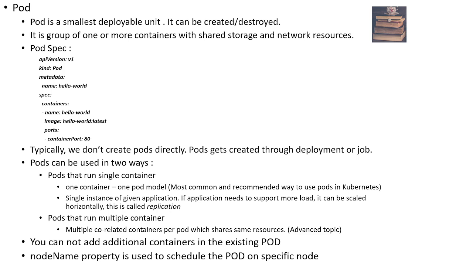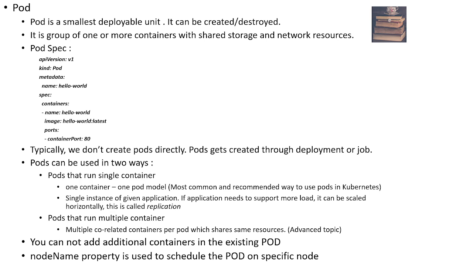So in the one container, one pod model, the most common and recommended way to use pods in Kubernetes, it is a one-to-one relationship. A single instance of a given application. So let's say I have a small web application, and that web application is deployed into one container, and that container is deployed into the pod. It's a one-to-one mapping, and it is a single instance of the given application.